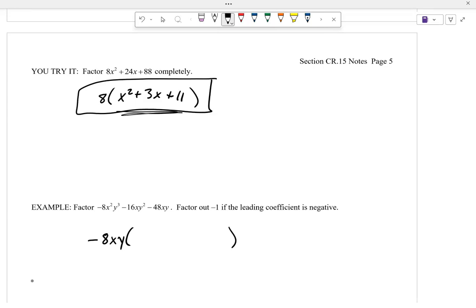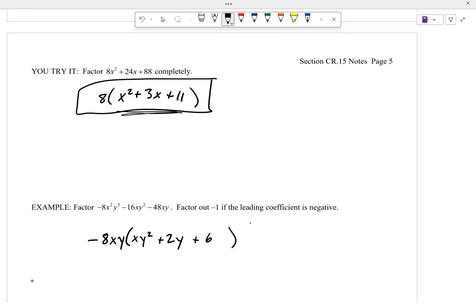I took a negative 8x out, but the first term is x squared y cubed. So I'd have to have x and y squared. Next it would be plus 2y. And then it'd have to be plus 6.